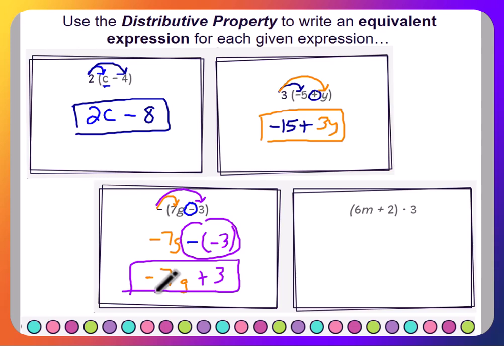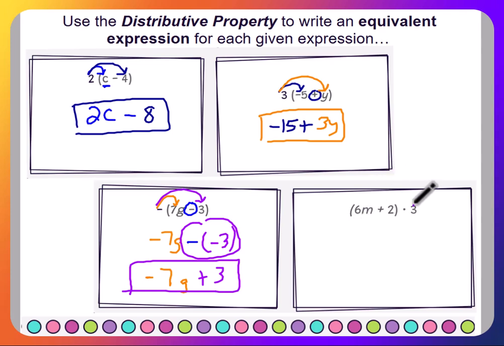Okay, last example. Sometimes you might see the number you have to distribute behind the parentheses. Instead of it being in the front, like you have in these two examples up here, it's behind it. Sometimes it might show times 3. Sometimes it might not. It might just have the 3. You still need to distribute to each term inside the parentheses.